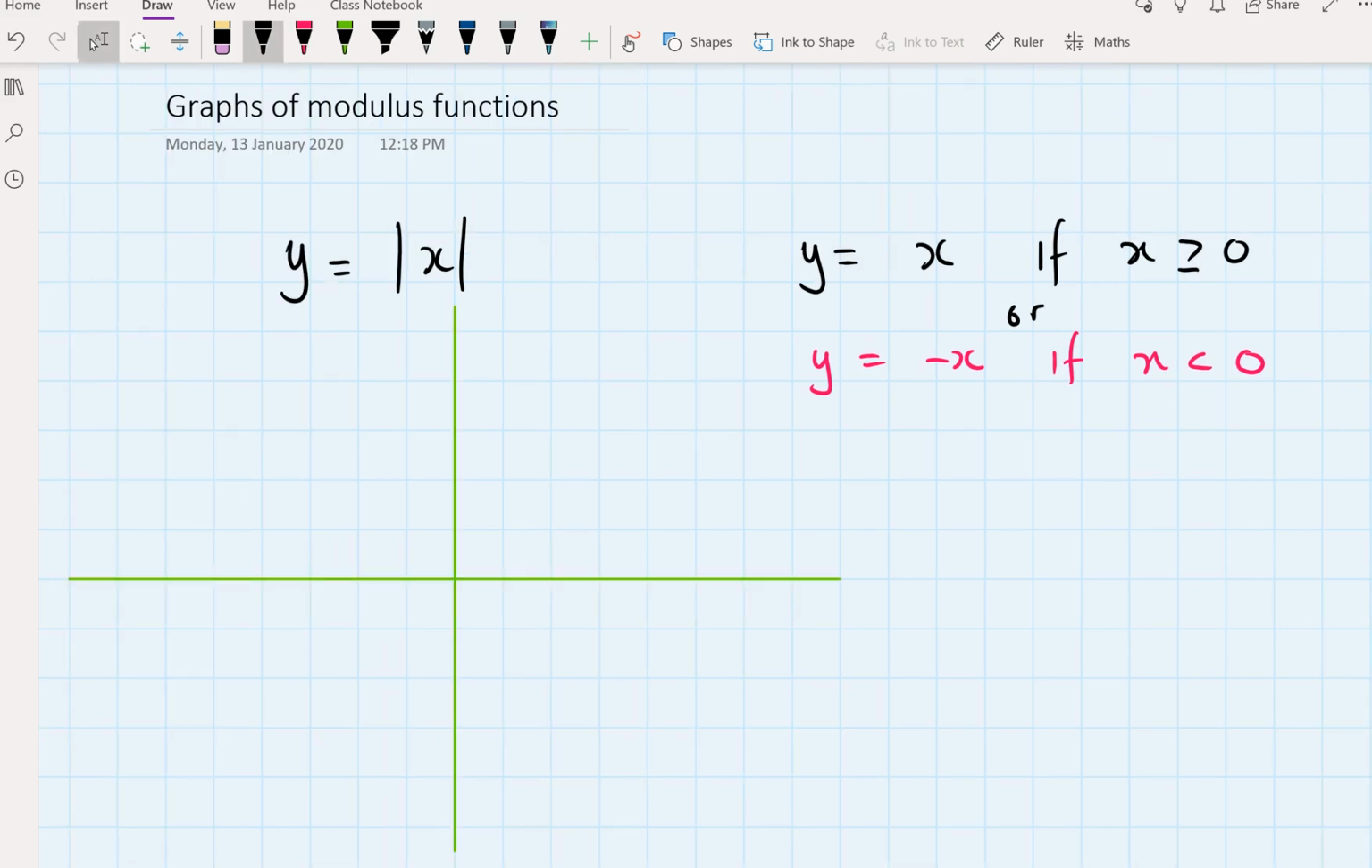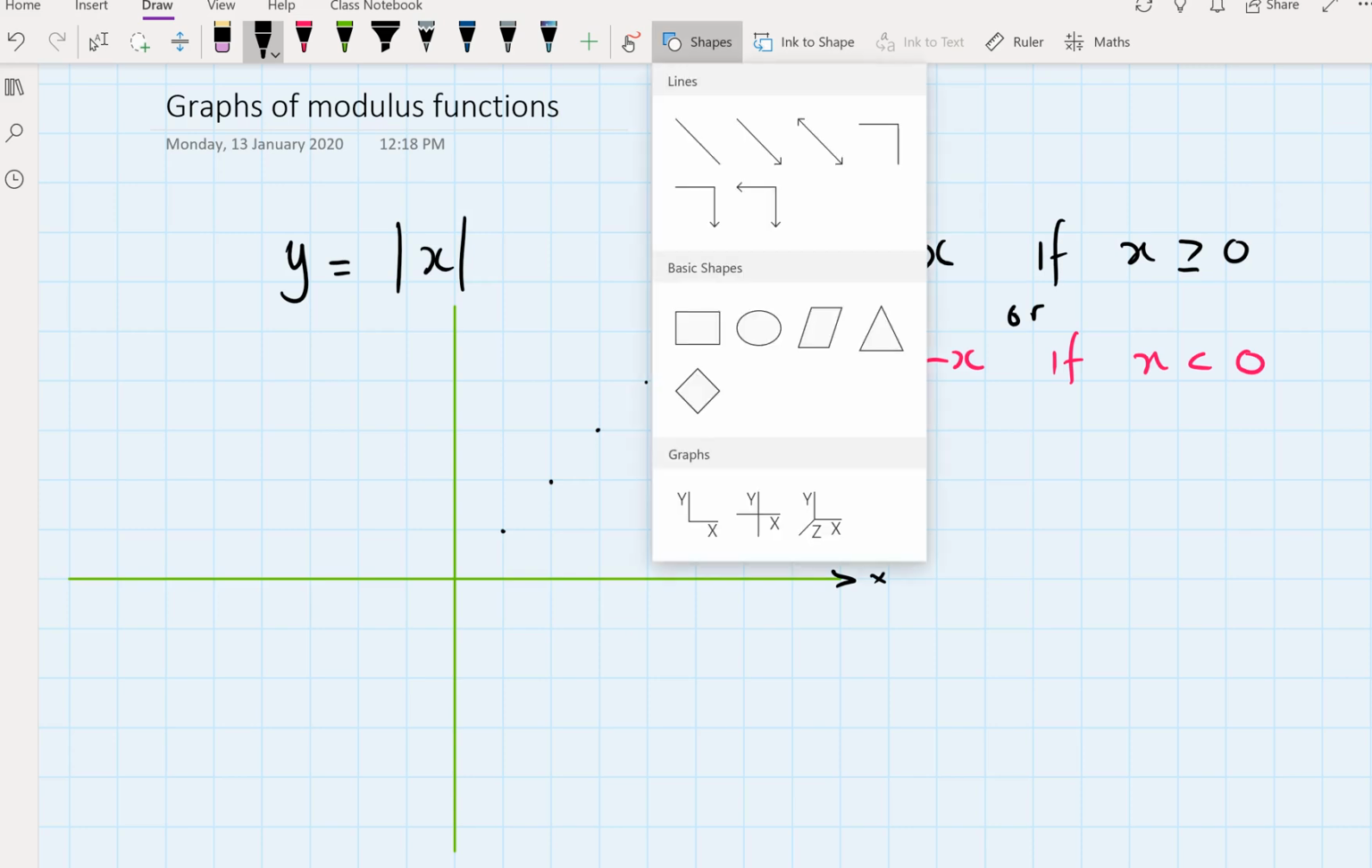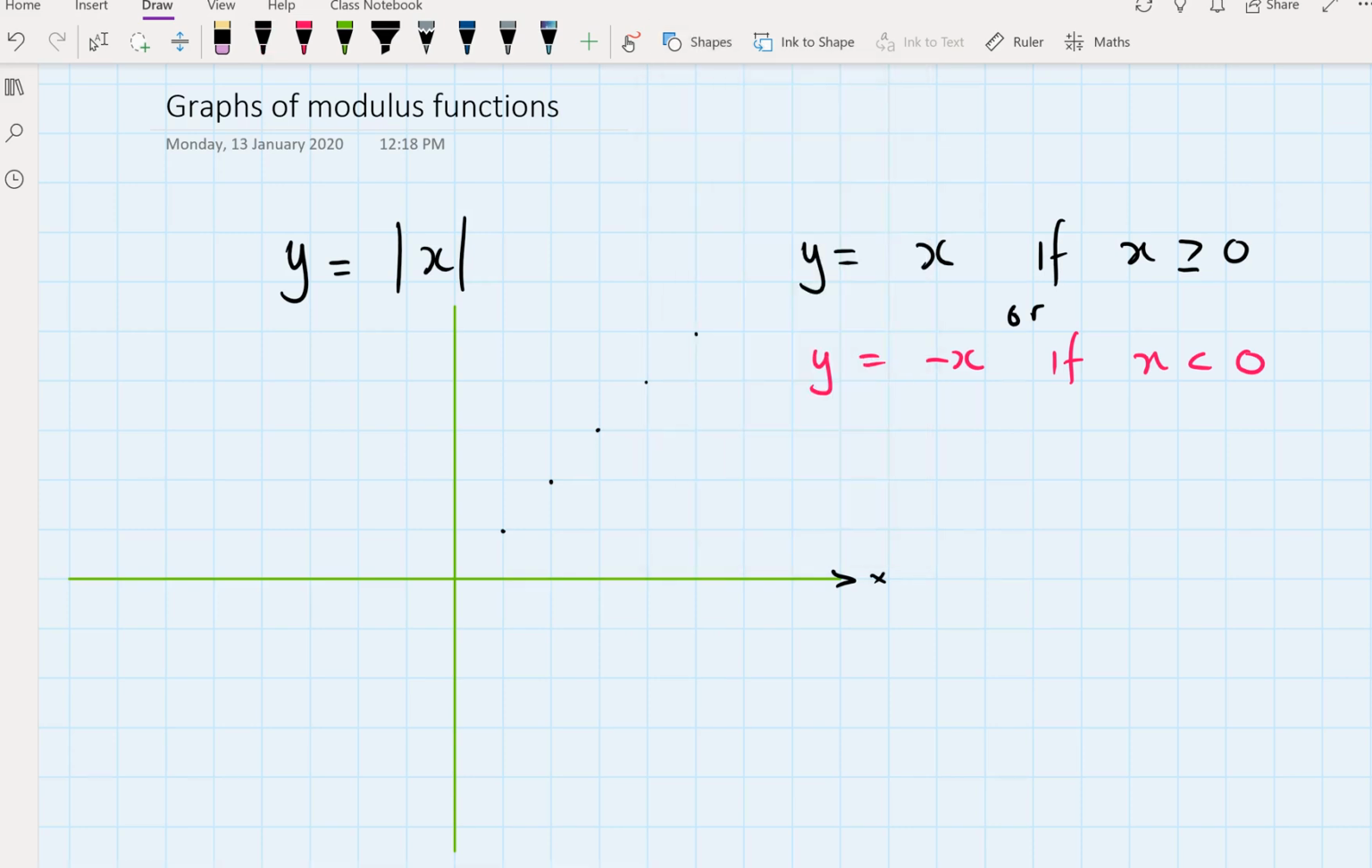So let's look at the implications of this. The first part, the black graph, that's going to be y is equal to x when x is greater than or equal to 0. So in other words, on this side of the y-axis, when x is positive, I'm going to have the line that runs along these points here. We recognize that line as being the line y is equal to x, and it's going to go like that.